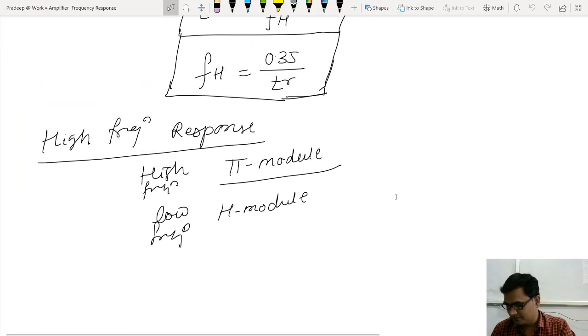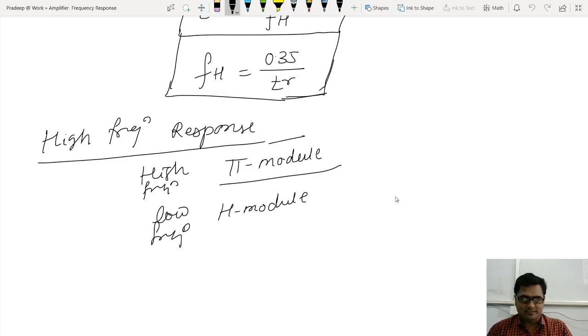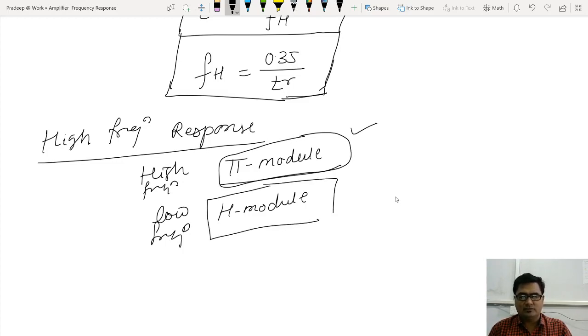That's what we had in the last lecture. We had a discussion about high frequency response. Actually, we were supposed to start with this high frequency response in the last lecture. And I told you that at higher frequencies we have a separate model, that is the pi model. At lower frequencies we have the h model, that we already studied in the fourth chapter, the previous one.